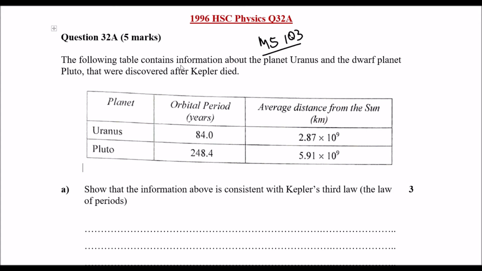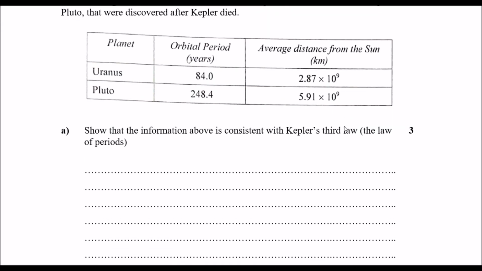So we have the following table containing information about the planet Uranus and the dwarf planet Pluto, discovered after Kepler died. You have these values here, in years and also in kilometers here. It says, show that the information above is consistent with Kepler's third law, the law of periods. So the idea is very simple.